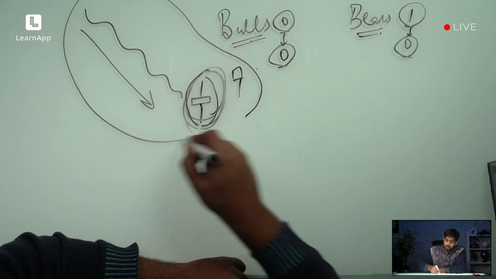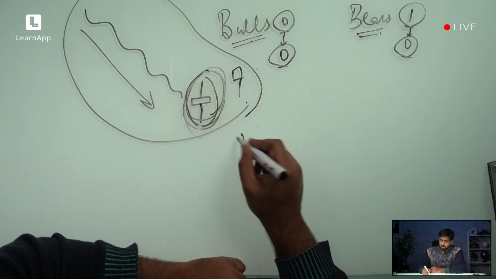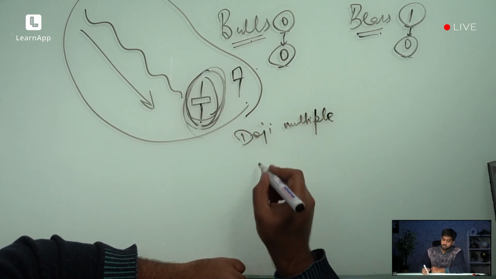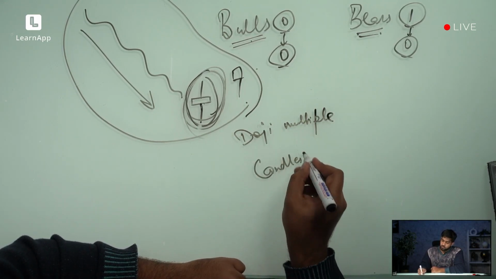So this multiple candlestick pattern does not have a name. We will just call it a doji multiple candlestick pattern.